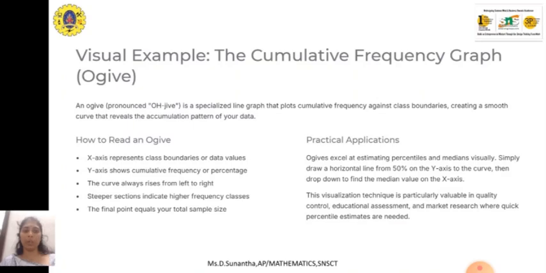The x-axis represents class boundaries, and the y-axis represents cumulative frequency. Then the curve always rises from left to right. Steeper sections indicate higher frequency, and the final point equals your total sample size. So here are the practical applications.